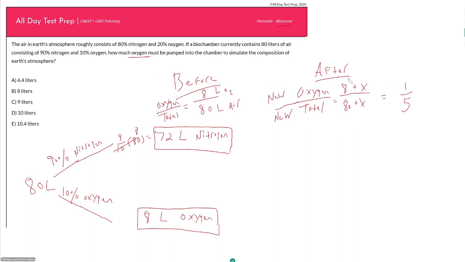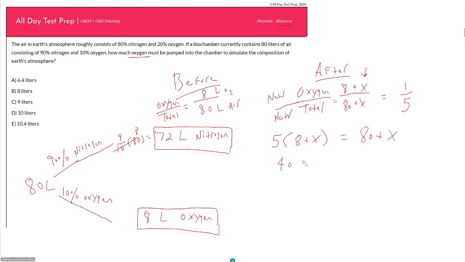So now I just need to solve for X, and X is the O2 being pumped in. And so cross multiply here. So (8 plus X) times 5 would be equal to (80 plus X) times 1, which is just 80 plus X. And I just have to solve for X here.